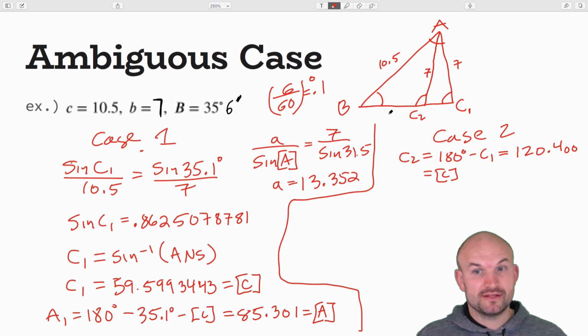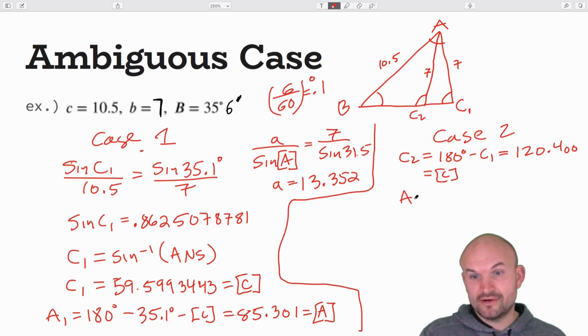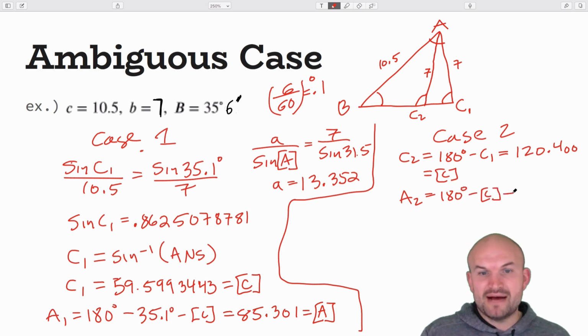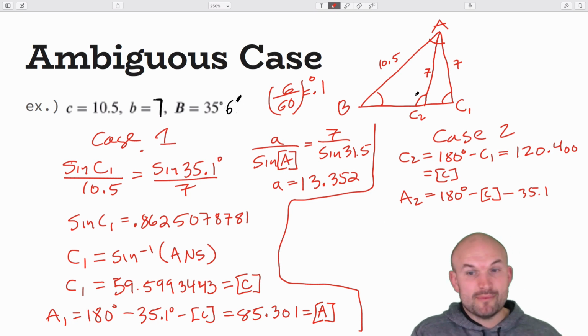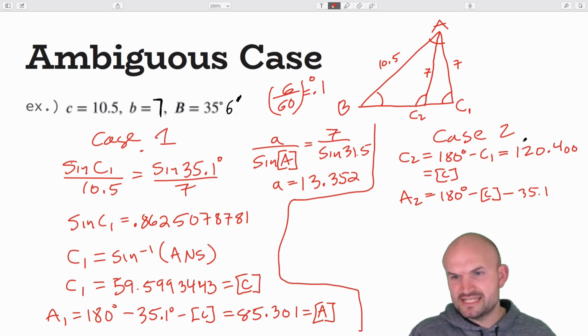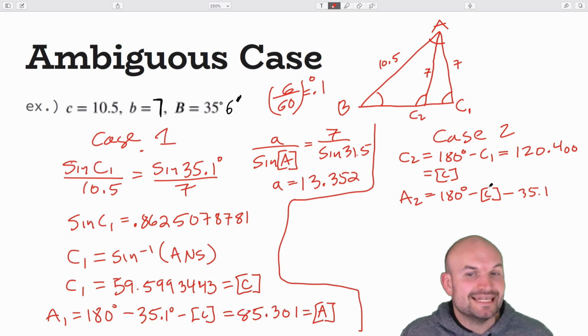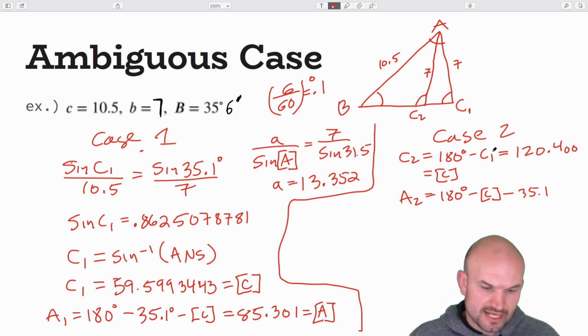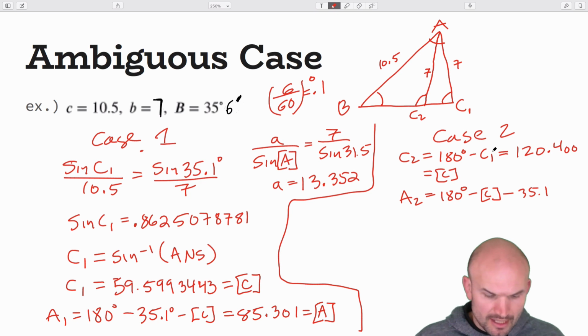But now I have 2 angles, therefore I can find a new angle, A, right? So A2 is now going to be 180 degrees minus my new C, minus my B, which is going to be 35.1. Now again, remember, we can see that C2 is obtuse, right? Which we needed. We knew it had to be an obtuse angle. So then I'll do 180 minus alpha C. Did I store that? I did. So I'll do 180 minus alpha C minus 35.1.